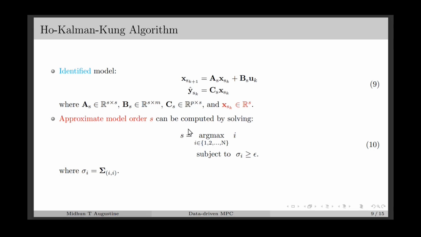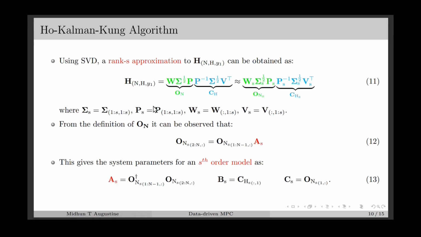Once the approximate model order S is determined, we can obtain a rank S approximation to the Hankel matrix H as in equation number 11, where sigma S and PS are the S by S submatrices of sigma and P respectively, and WS and VS contain the first S columns of the matrices W and V respectively. So here this OnS and CHS can be considered as the observability and controllability matrix with the rank S.